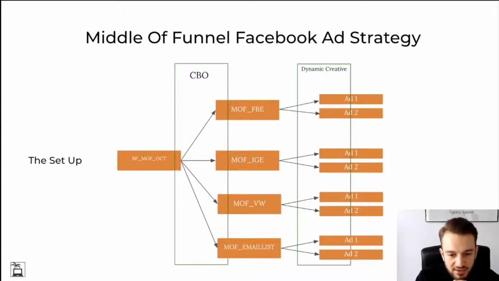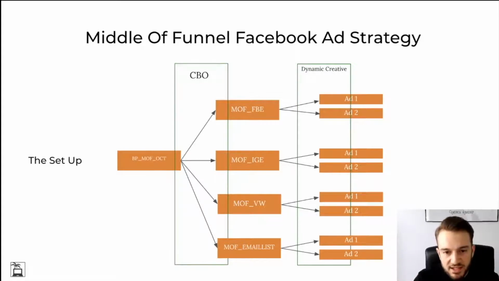This is how I would set it up. Obviously, you've got the middle of the funnel campaign. I usually start with the initials of my agency, which is BP, middle of funnel, and then I usually give it some kind of nickname or something that I can recognize it with. For example, October, if you run this in October, or if you want to have an additional middle of funnel campaign, you can have middle of funnel October static creative, middle of funnel October dynamic creative, and split test those two. That is completely up to you.